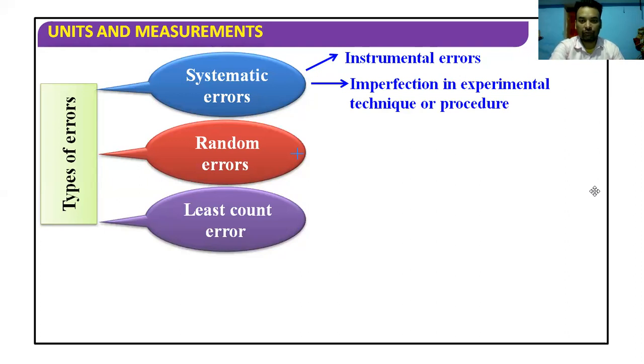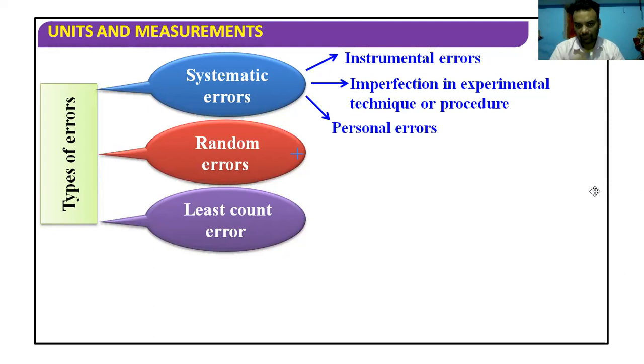In the first part, instrumental error, I told you that if we are taking the ammeter, voltmeter or galvanometer, and their pointer is not exactly on the zero at the beginning of the experiment, then it is the instrumental error. Instrumental error can further be classified as positive error or negative error. If the pointer of the ammeter or voltmeter or galvanometer is above the zero, then it is a positive error, and if the pointer is below the zero, it is a negative error.